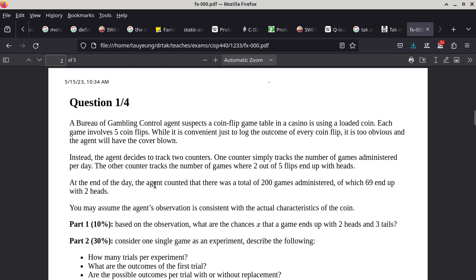At the end of the day, the agent counted that there was a total of 200 games administered, of which 69 ended up with two heads. You may assume the agent's observation is consistent with the actual characteristic of the coin, which means just assume that these are truly representing the probability that you should be seeing.